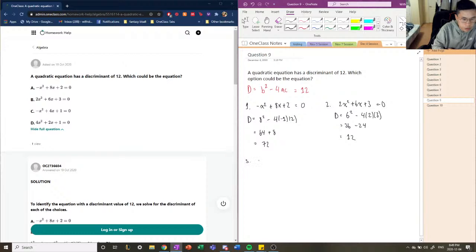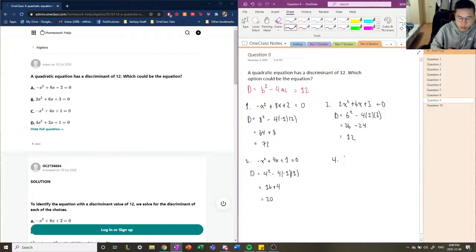Our third one is going to be negative x squared plus 4x plus 1 equal to 0. A equals negative 1, B equals 4, C equals 1. So that's going to be 4 squared minus 4 times negative 1 times 1, which gives us 16 plus 4, which is equal to 20. Okay, so that's not equal to our discriminant.